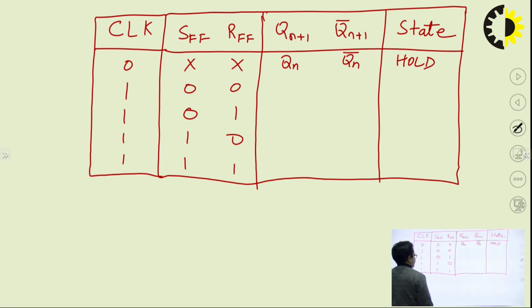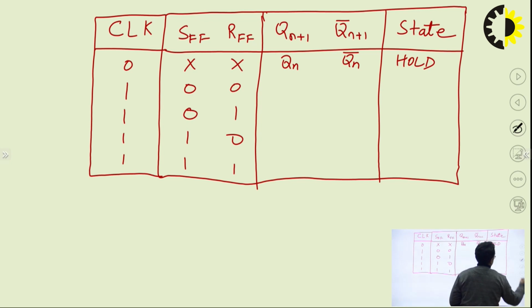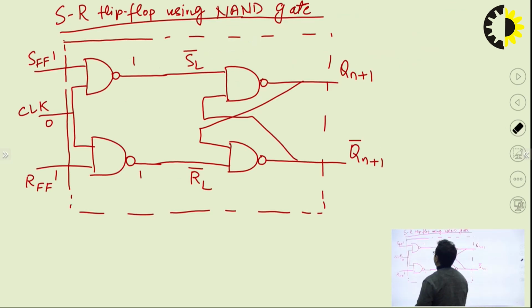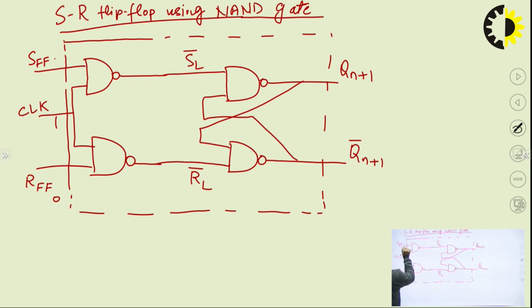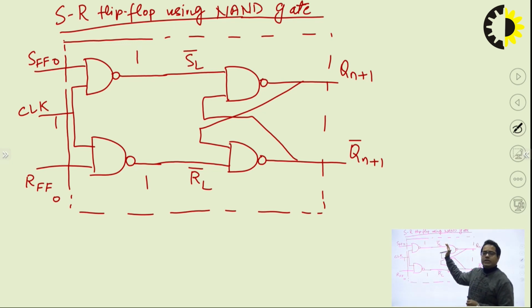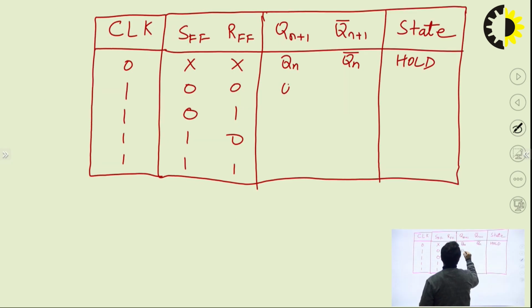Similarly, for the clock input 0 and the input combination 0, 0, let us see how your flip-flop responds. The clock is 0, and both the inputs are 0. Again, the moment we see a 0 at the NAND gate, definitely the output will be 1. So in this case also we are getting 1, 1. It is still the same condition. Your latch is still waiting for the input to be given, meaning that it will hold its past value. So it will remain in the hold state.